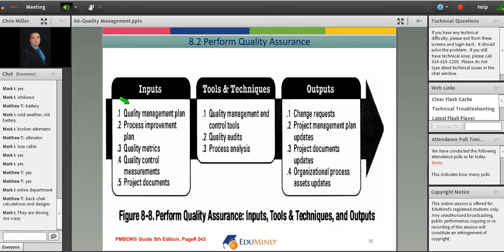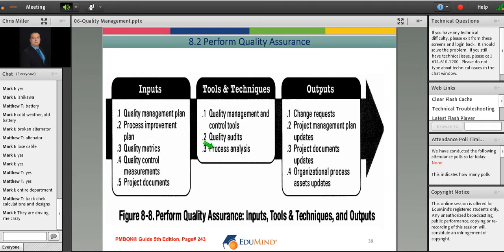Let's go back here. All right, let's take a look at some of the inputs. Quality management plan, you have process improvement plan, quality metrics, quality control measurements, project documents. What are some of the tools and techniques? Well, quality management and control tools, quality audits.